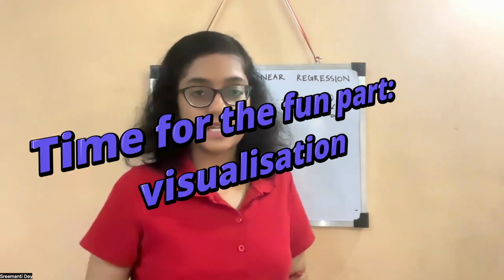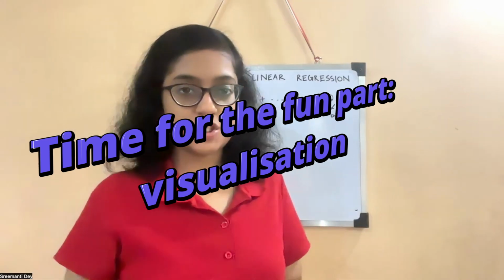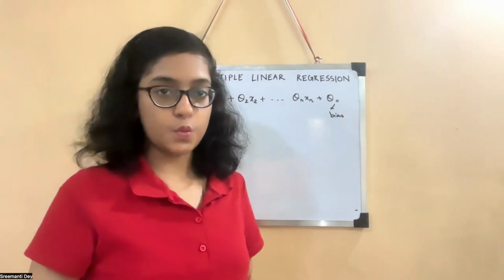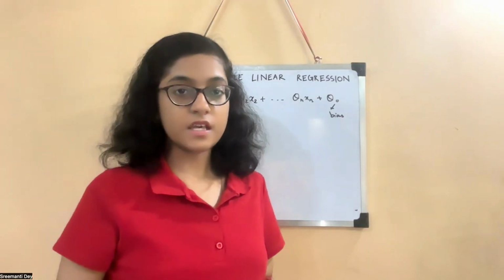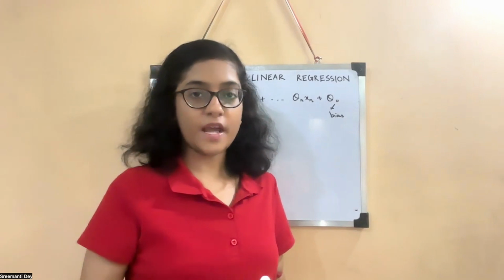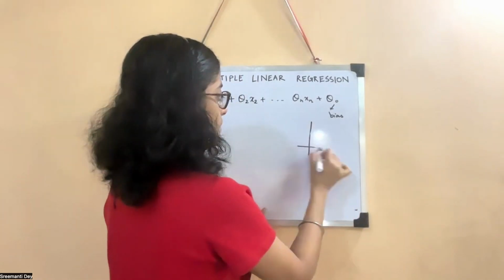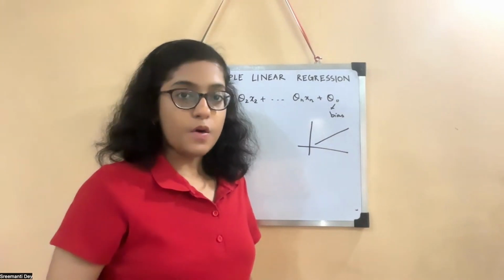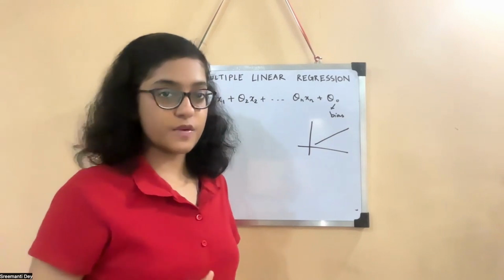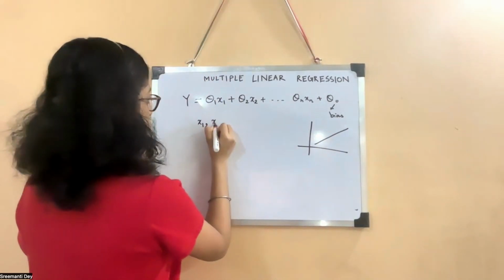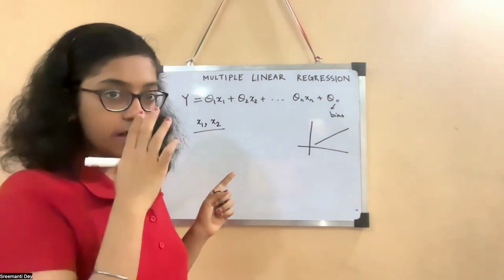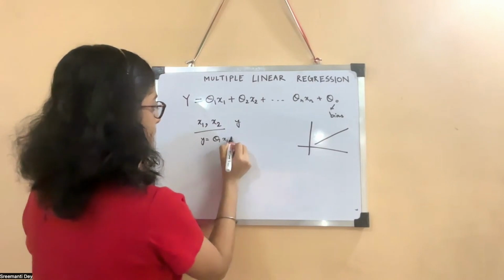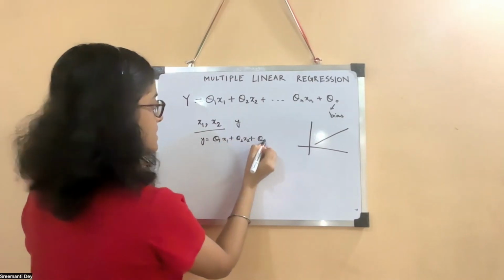Let's visualize it. It's very difficult to understand without visualization. Suppose we have just two features. We already saw what it looks like when it's only one: y equals ax plus b, this would be a line. Now, if it's multiple, suppose we have x1 and x2, and we have y. So y would be theta 1 x1 plus theta 2 x2 plus theta 0.